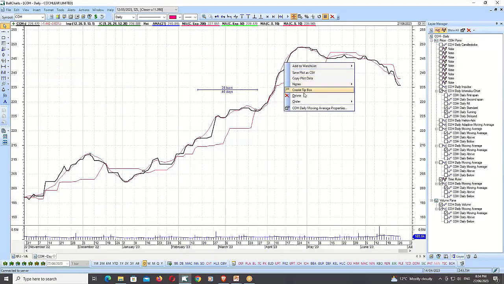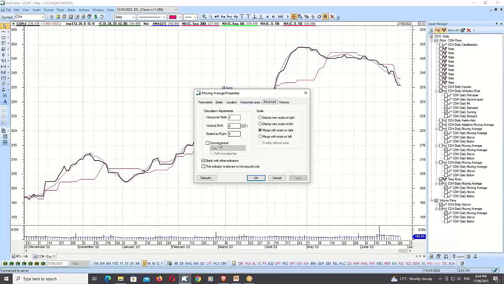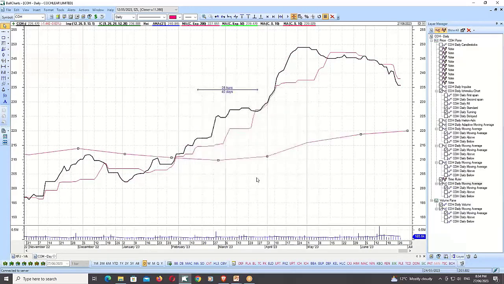What I'll do here, this is a trick to move it to a different time zone. Under the Advanced tab of your properties, we've got the option to convert the period to a different level, weekly or monthly. This is monthly. And that's how you can put a different time frame onto a normal bull chart.